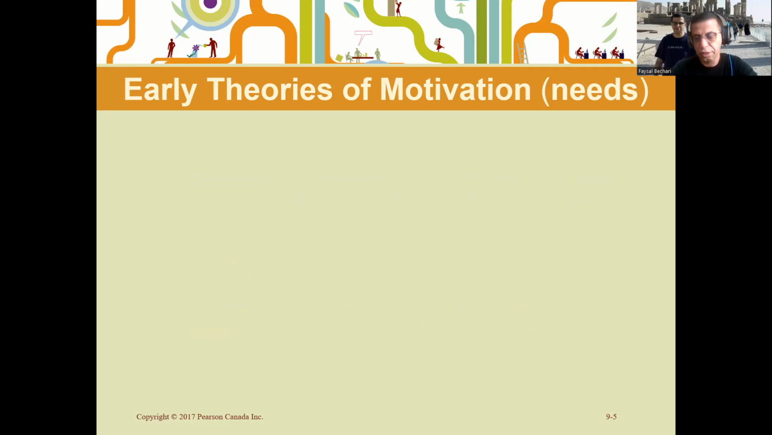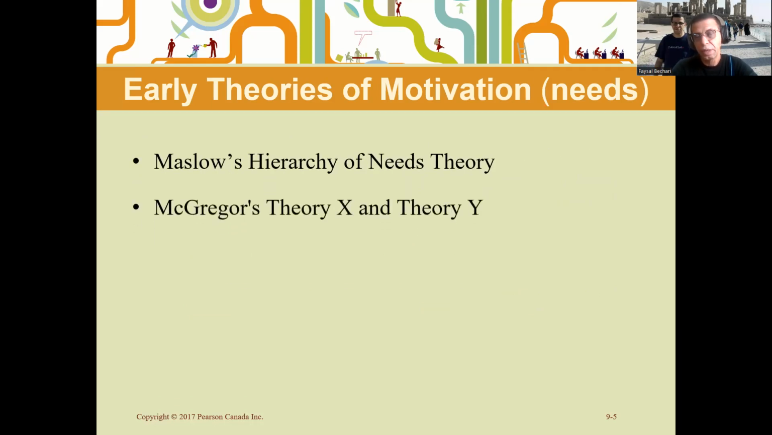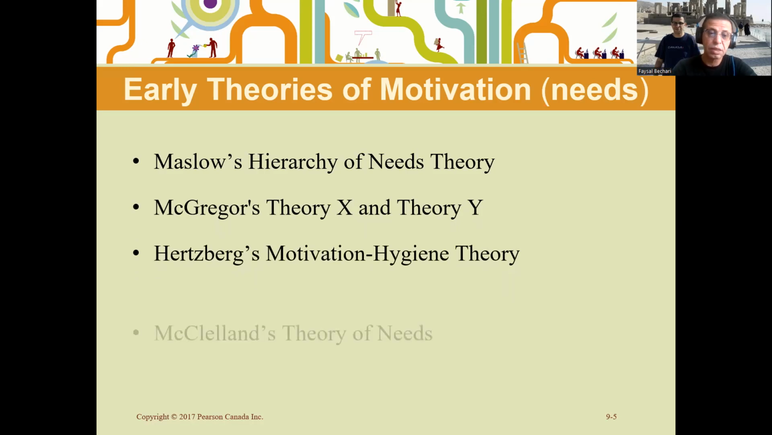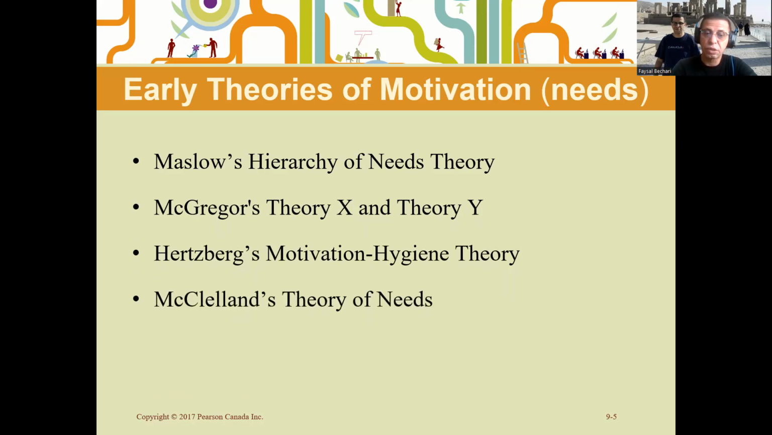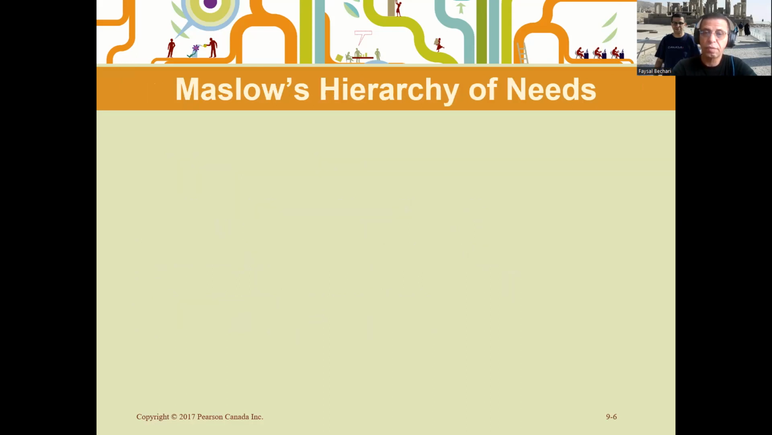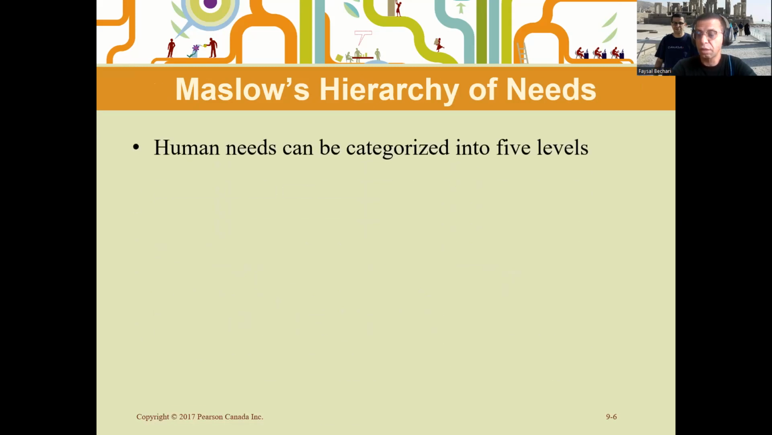Now, there are early theories and contemporary theories. The early theories are Maslow's hierarchy of needs theory, McGregor's X and Y theory, Herzberg's motivation-hygiene theory, and McClelland's theory of needs.